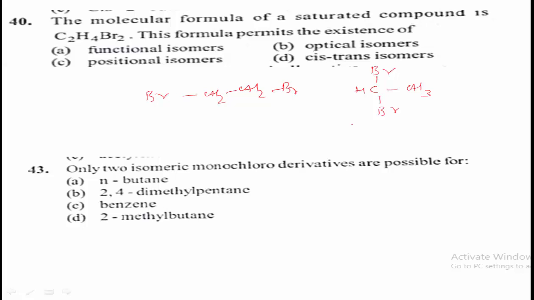Then your answer: only the position of the Br group is changed. Therefore, this shows positional isomers. Therefore option C is the right answer.